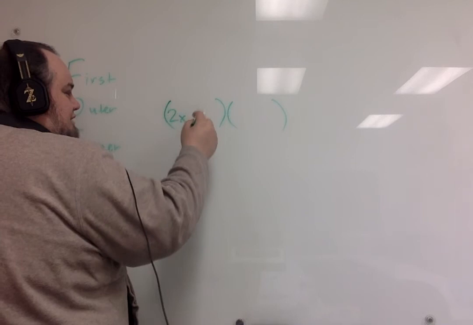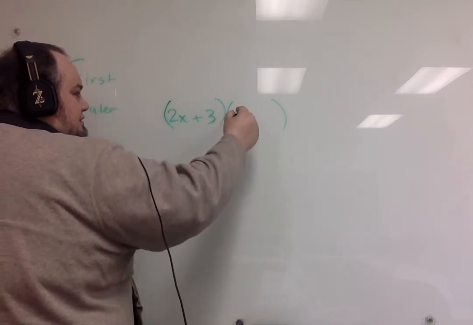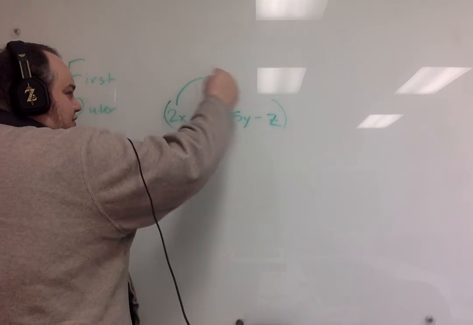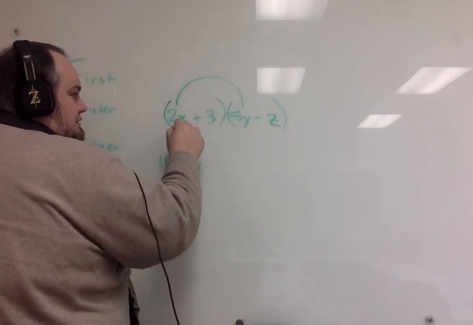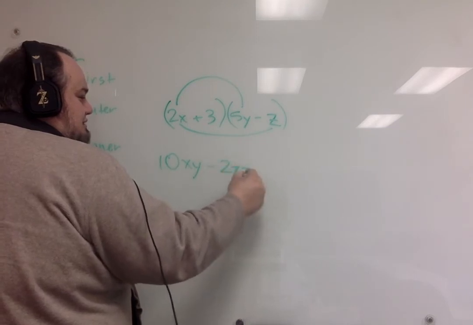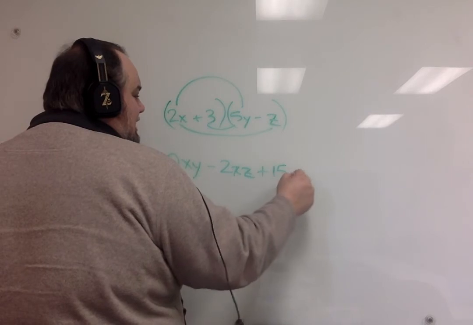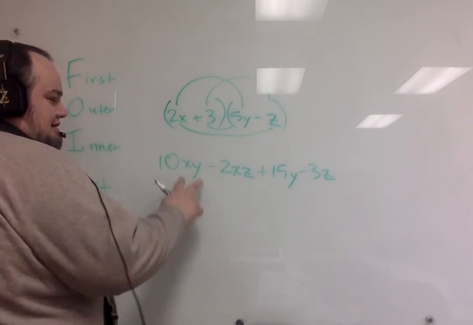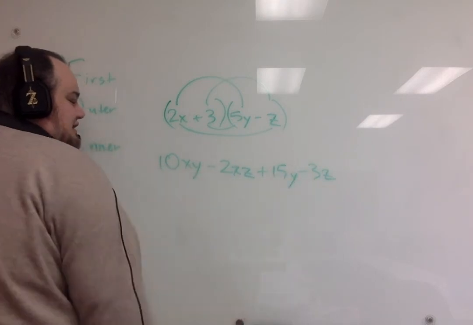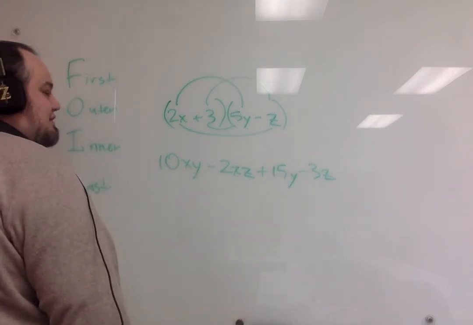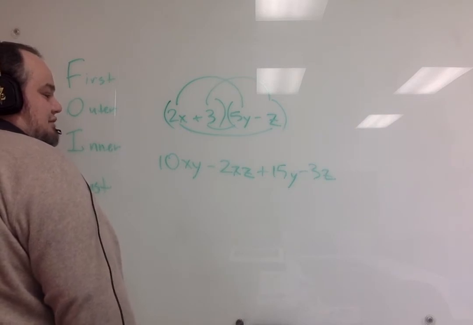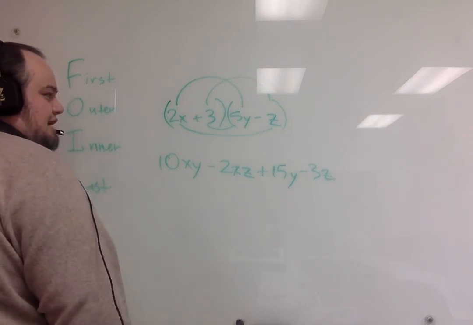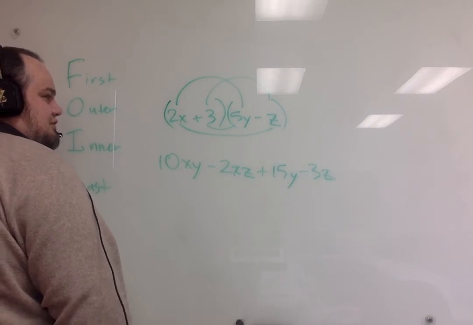So let's say we have 2x plus 3, and then 5y minus z. You still do it the same way. First, 10xy, outer, minus 2xz, inner, plus 15y, last, minus 3z. Now you'll notice on this that there are no like terms. This one has xy, this one has xz, this one has just y, this one has just z. In order for them to be like terms, they would have to have the same letters for each term, so none of these do. So in this case, your answer just looks like this. It has 4 parts. Most of the time when you multiply, if you have similar binomials, you'll get a trinomial as your answer.